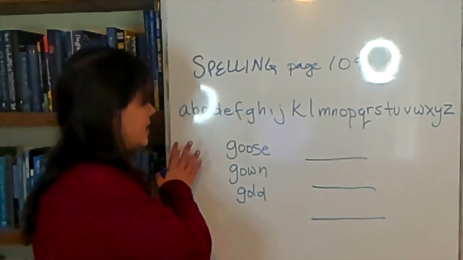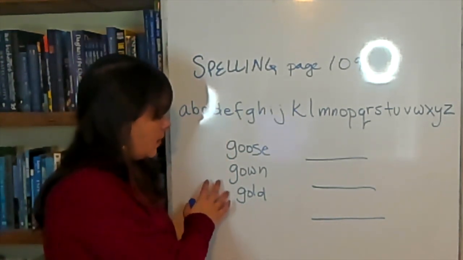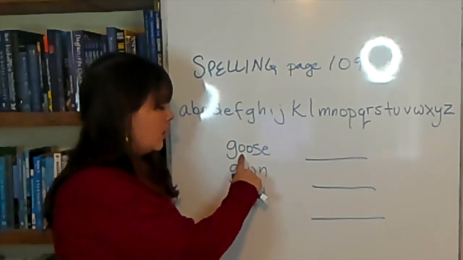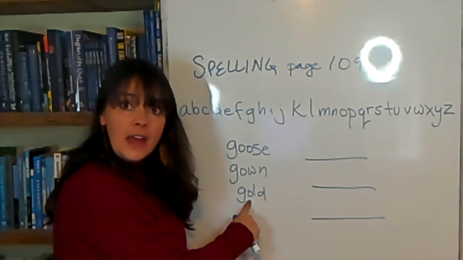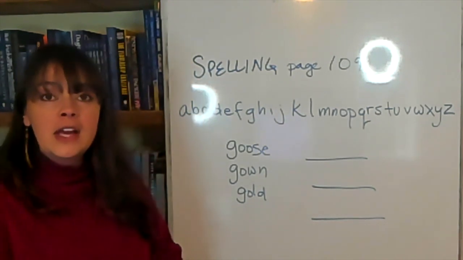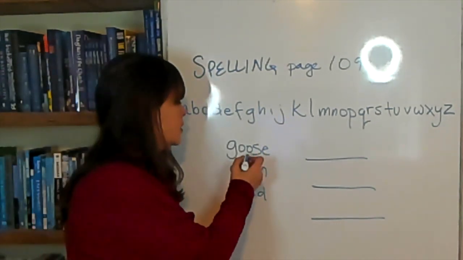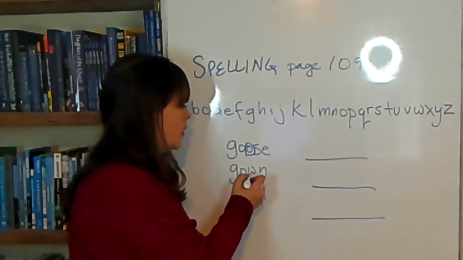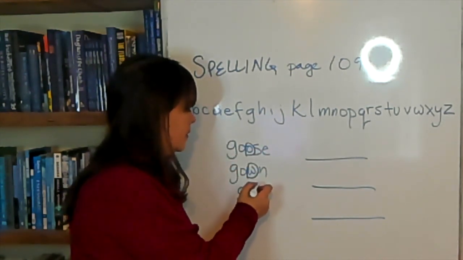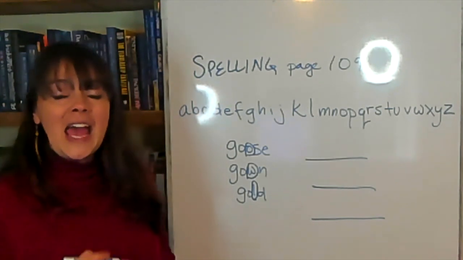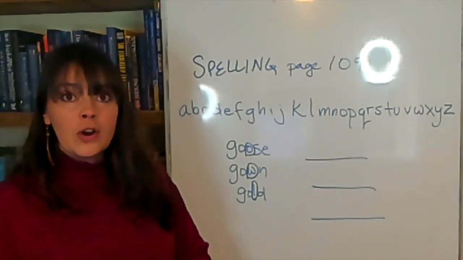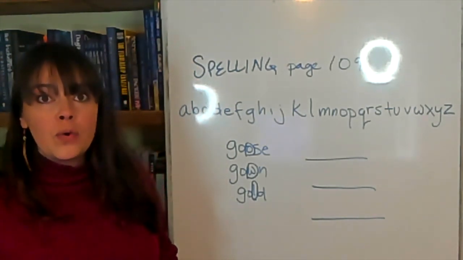But if they all start with the same letter, like these do, goose, gown, gold, we go to the second letter. Now look at these. They all have the same second letter as well. So we're going to go to the third letter. And to keep track of what we're doing, we're going to circle the third letter in each of these words, and we're going to start there when we work on putting them in alphabetical order.